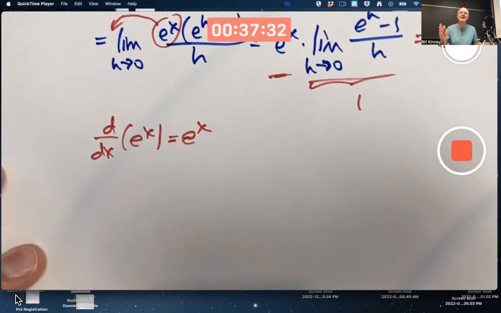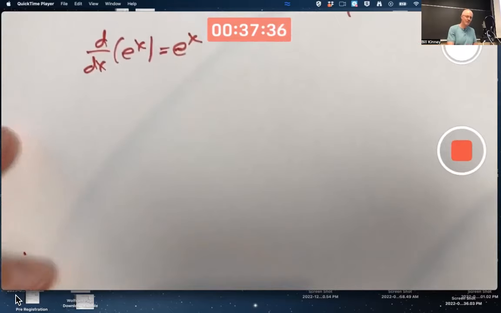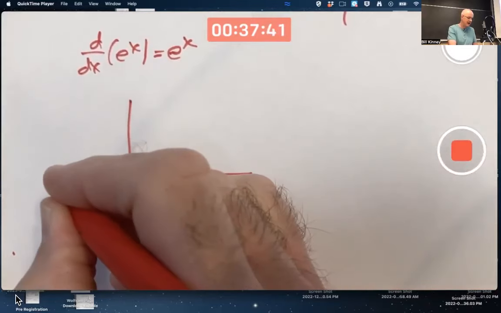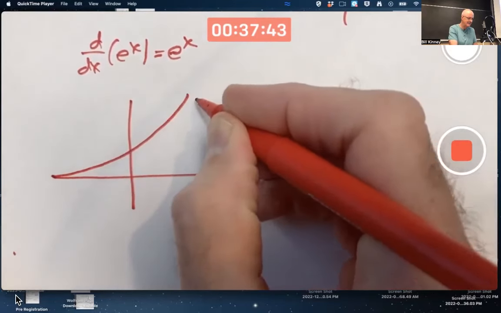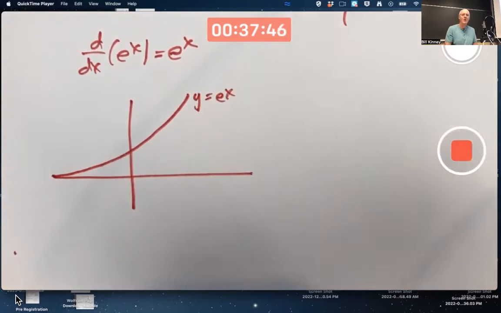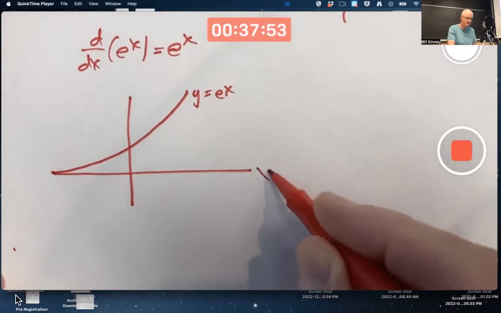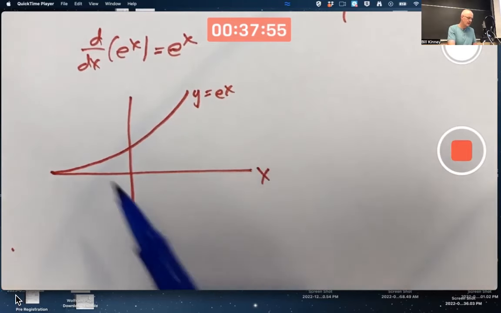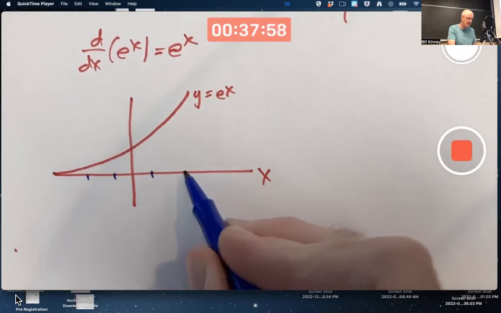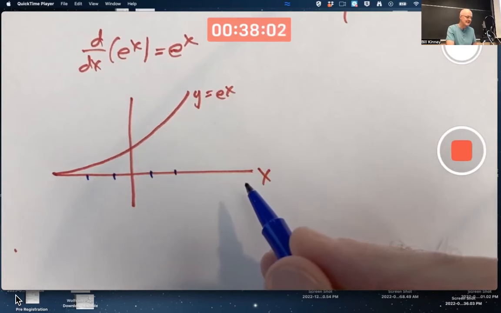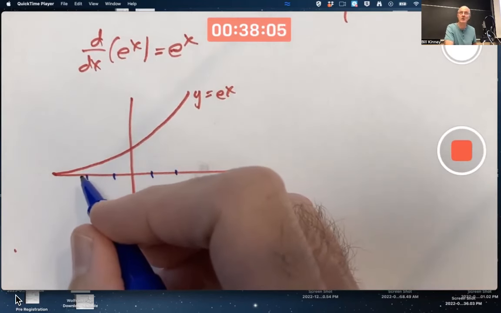Does it make intuitive sense graphically? Here's the graph of e to the x. What we are claiming is that no matter what x is, could be here, could be here, could be here, the slope of the tangent line is the same numerical value as the second coordinate of the point.